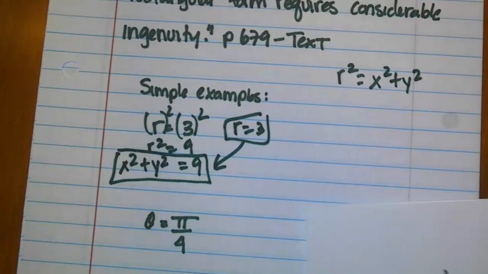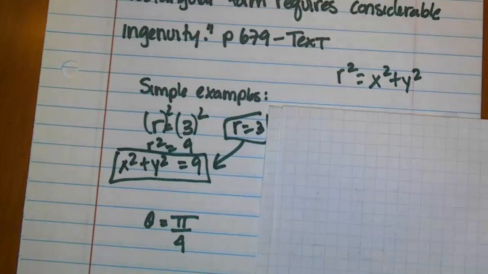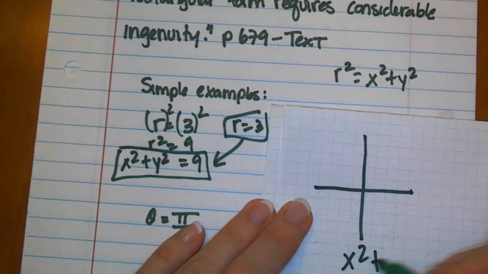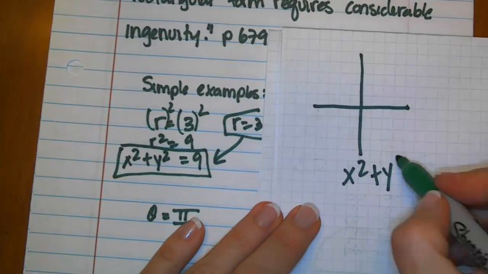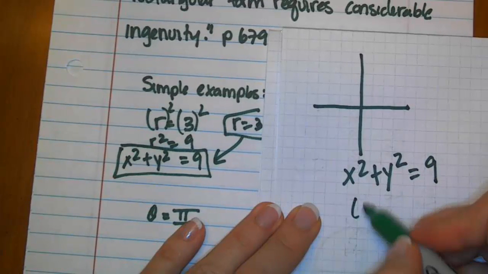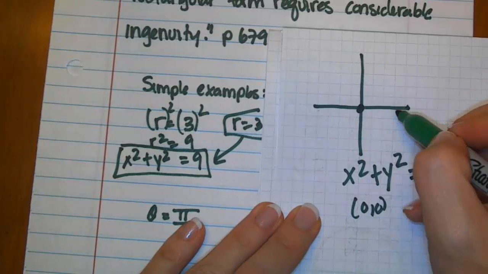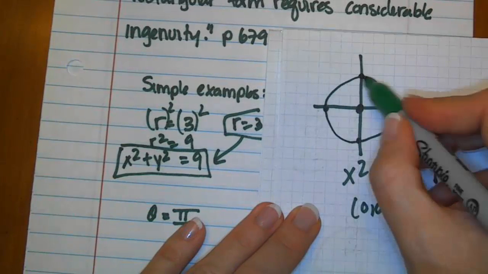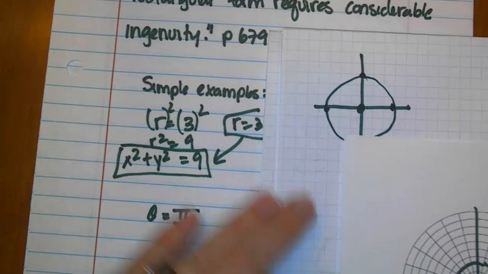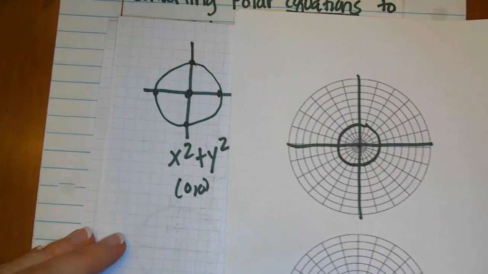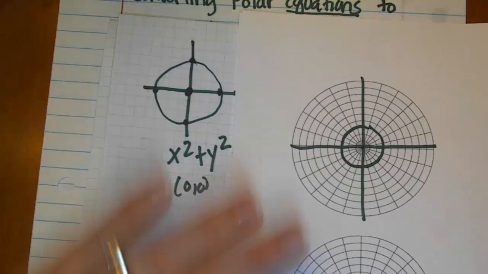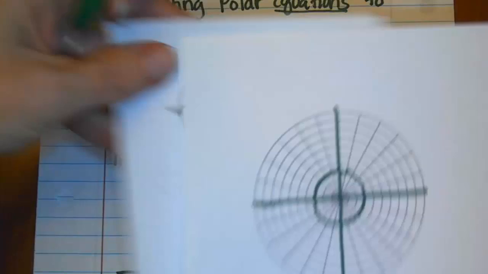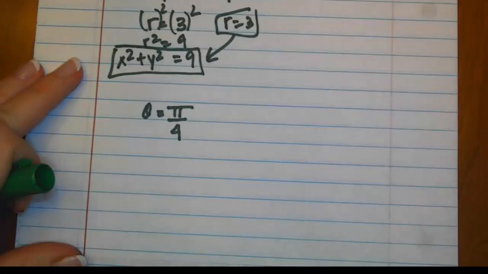So from a rectangular perspective, if I would graph x squared plus y squared equals 9, well, this means I have a circle with center at 0, 0, and then a radius of 3, just like I had on my polar paper. So that's how they convert. Okay, let's put those side by side so you can see them. They're not necessarily the same scale, but you get the idea that you get a circle with a radius of 3. All right, now let's talk about theta equals pi over 4.